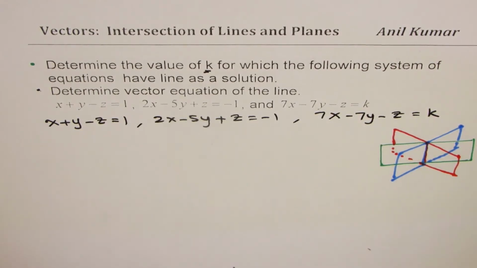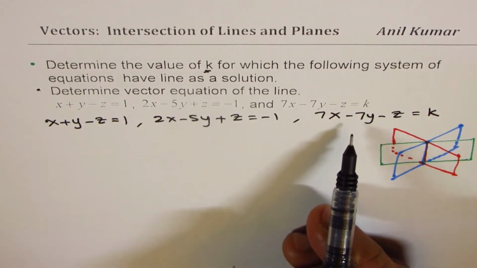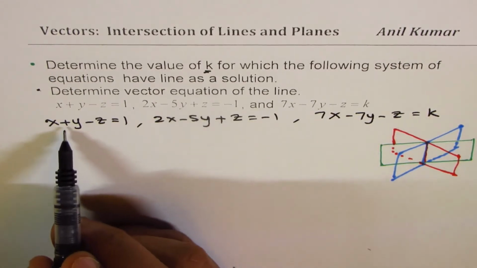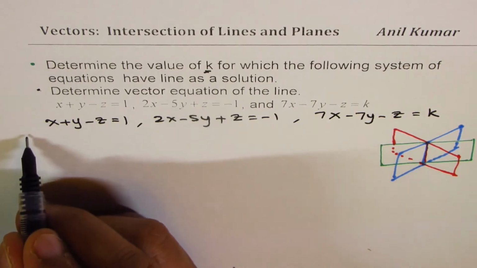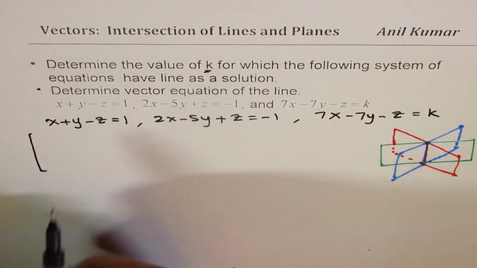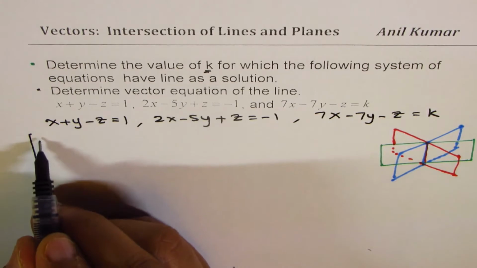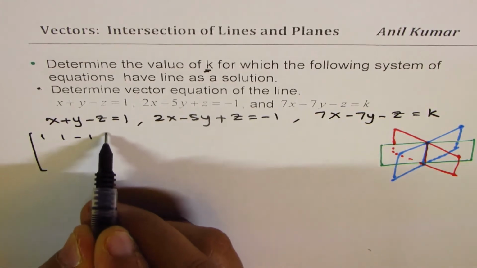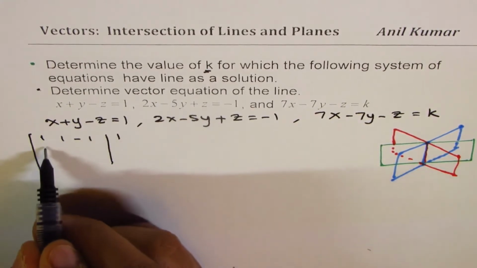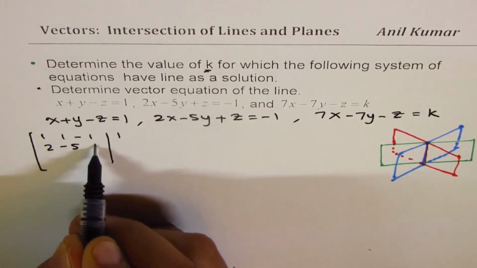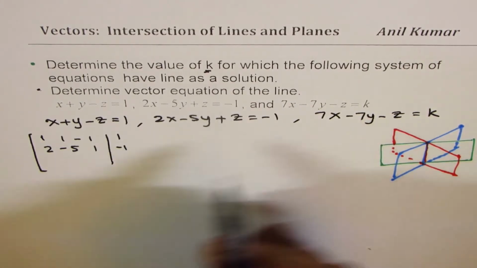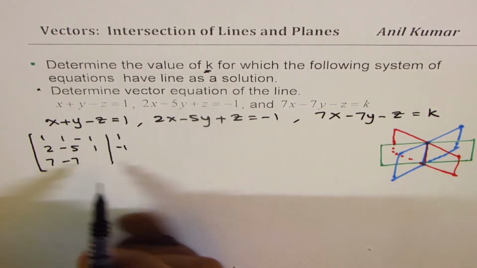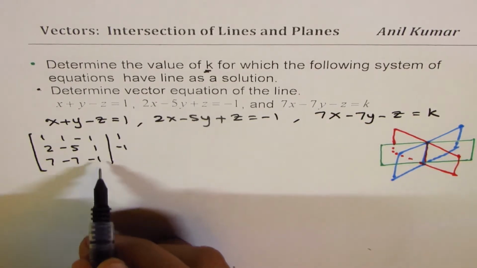The idea here is we can solve these simultaneous equations, so I'll use the matrix way. We have these three equations, so let me write the augmented matrix. Writing the coefficients: 1, 1, minus 1, 1. The second one is 2, minus 5, 1, minus 1. The third one is 7, minus 7, minus 1, and k.